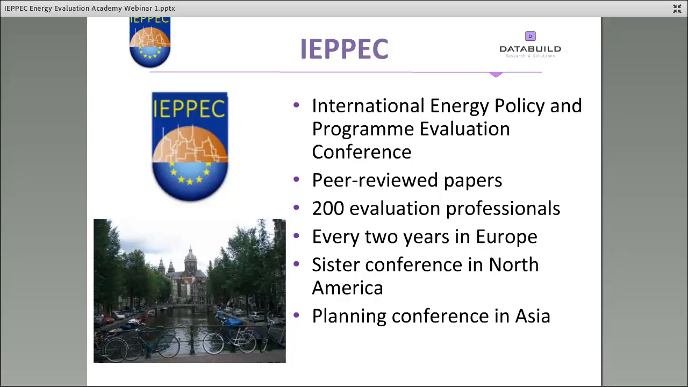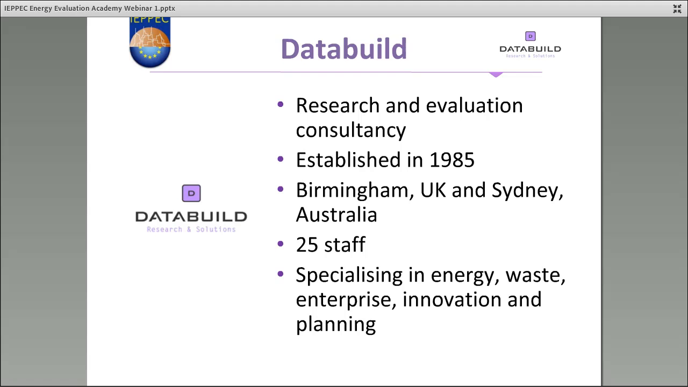And to continue with the introductions, just to tell you about Data Build, we're a research and evaluation consultancy. We were established in 1985, and we have offices in Birmingham in the UK and Sydney in Australia, 25 staff, and we specialise in energy and waste, enterprise innovation and planning. So a small evaluation consultancy.